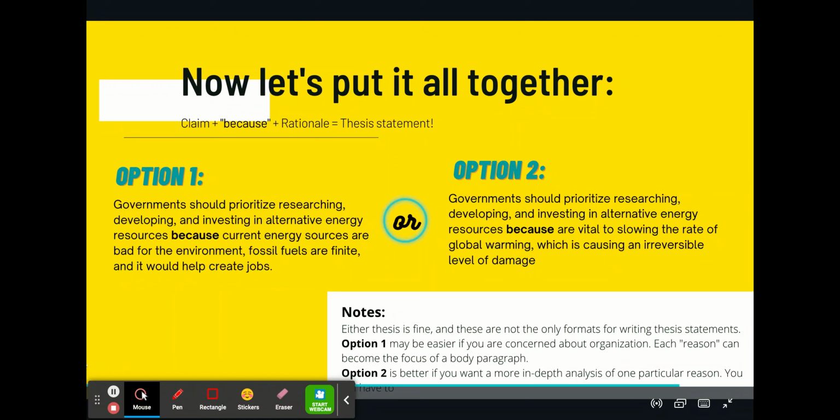And these are not the only formats for writing thesis statements, but I think they are a really good start. It ensures that you get both the claim and the rationale in the sentence, and depending on your comfort level, you can branch out from here. Some notes. Option one might be easier if you are concerned about organization because each reason that you give can become the focus of a body paragraph. And option two is better if you want a more in-depth analysis of one particular reason.